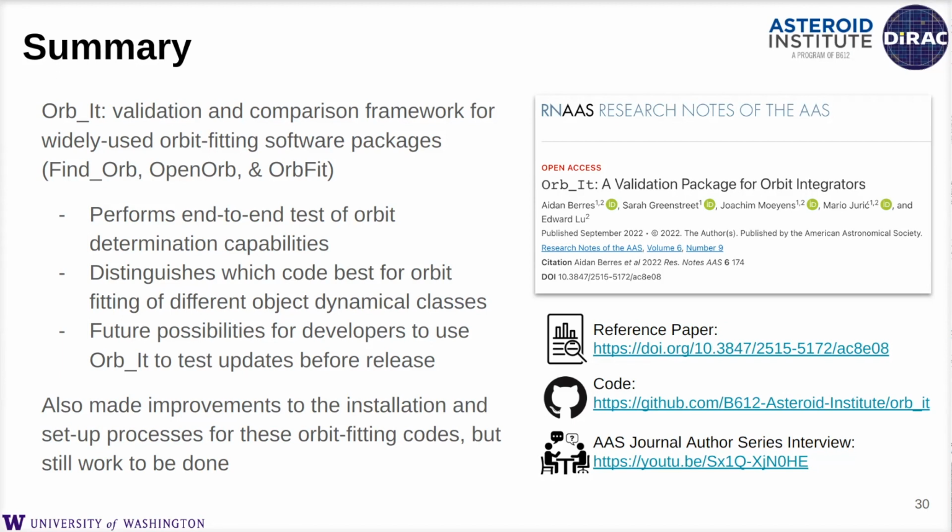Yeah, I can definitely answer that. So the B612 Astro Institute is really interested in this because they're building a lot of services using these packages. And we actually have somebody working now on converting Aidan's Orb It code into a continuously integrated and tested kind of environment. So this will be running on GitHub. It's going to scan for changes to any of the underlying codes, rerun the set of fiducial tests that we came up with.